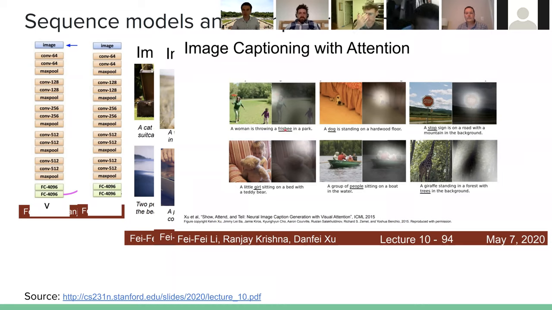There's another mechanism called attention layer, attention mechanism, that allows you to basically enhance your network and see that this part of the image is actually what drove you to use the word frisbee. Or a dog is standing in the hardwood floor. This part of the image actually drove you to generate the word dog. Or a stop sign, this part, little girl, group of people, trees. So the whiter the background, the higher the value is. So if you see here, anything but the giraffe is the trees. So that was from this paper, Show, Attend, and Tell in 2015.